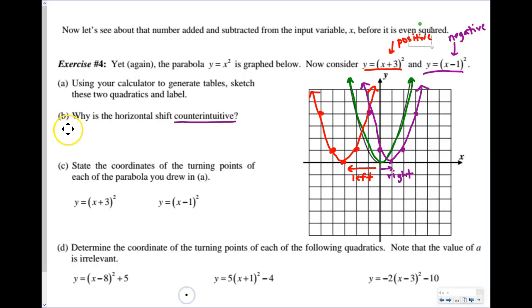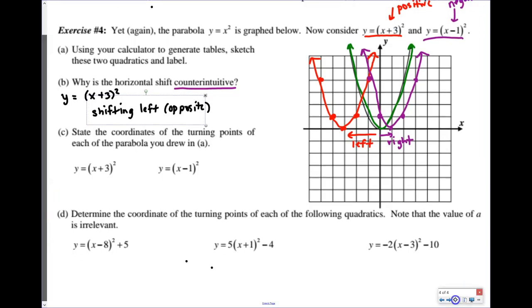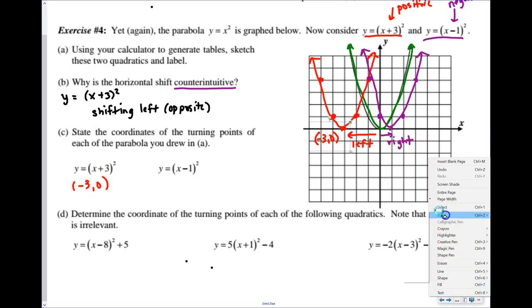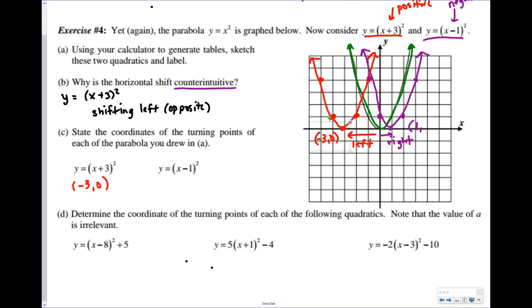Okay, so when you have y equals something in parentheses, this x plus 3 squared, you are actually shifting to the left, the opposite way. So you do the opposite shift for what's inside the parentheses. Okay? So letter C, let's state the coordinates of these new turning points. If I look here, what's the coordinate here? This is negative 3, 0. So negative 3, 0. And that would mean that this turning point here would be 1, 0.